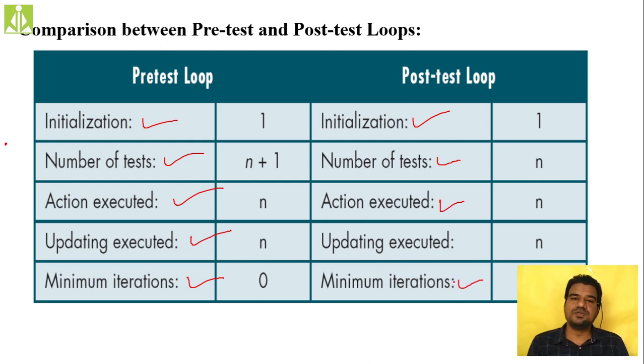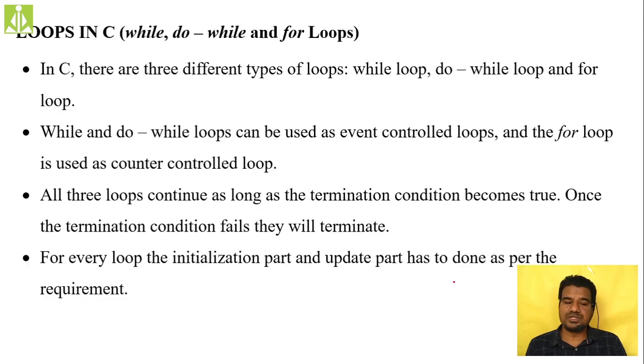Okay, in pre-test loops, the minimum number of times the body will be executed is 0 if the condition fails in the first iteration itself. And in post-test loops, the minimum number of times the body will get executed is once, even if the condition fails in the first iteration itself. So this is the comparison between pre-test and post-test loops.